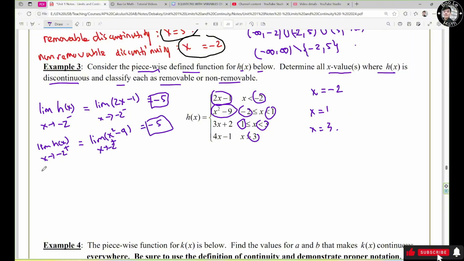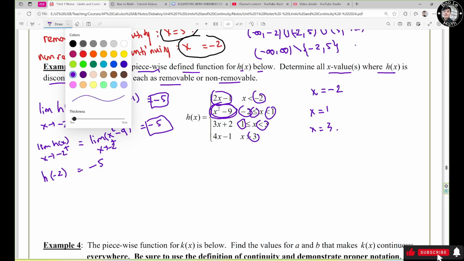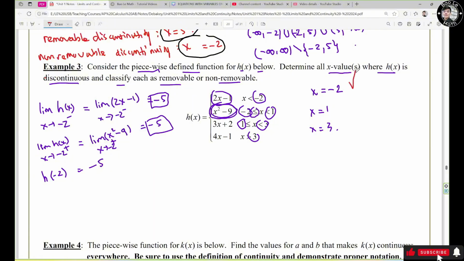Now I need to calculate h of -2. For h of -2, I'm going to pick this one right here because I have the equal sign right here. So it's going to be -2 squared minus 9, which is -5. So you see that the limit of h of s when s approaches -2 from the left equals the limit of h of s when s approaches -2 plus, which equals h of -2. So the function is continuous at s equals -2. This one is continuous, but we need discontinuous.